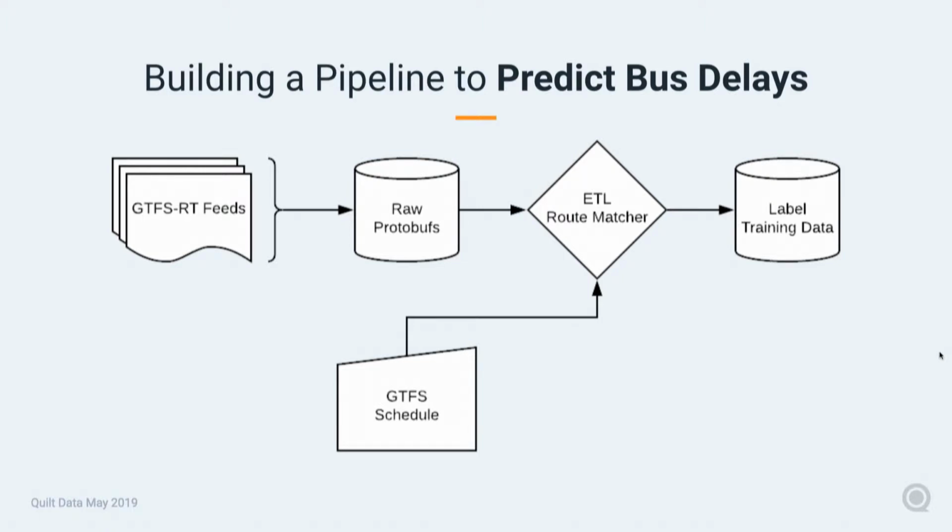Those produce protocol buffer results that we would dump into blob storage. And then we're going to run a lightweight Airflow ETL that will take those protocol buffers, compare them to the static GTFS schedule, see what buses are delayed, see how far they're delayed, label that data, and then dump a serialized data frame every day that would give us a set of data that we could then take to a machine learning model and train so that we could predict when we are going to see bus delays and what the likelihoods are.